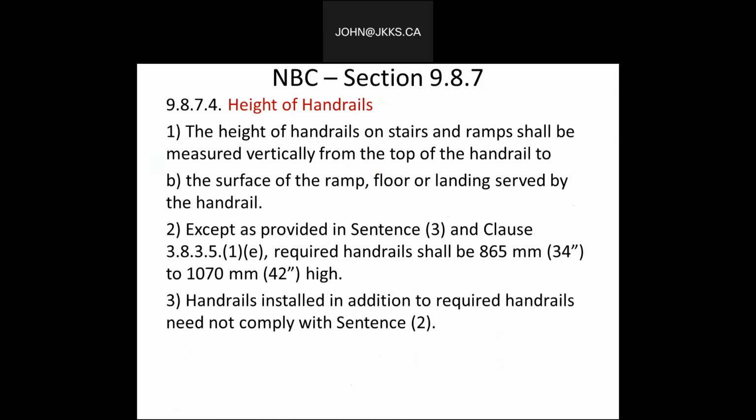The height of handrails also is noted. So the height of handrails on stairs and ramps shall be measured vertically from the top of the handrail to, in this case, B, the surface of the ramp, floor, or landing served by the handrail. And except as provided in sentence 3, which gets into part 3, required handrail shall be 34 inches to 42 inches in height. Handrails installed in addition to required handrails need to comply with sentence 2. So this talks about the height of handrails.